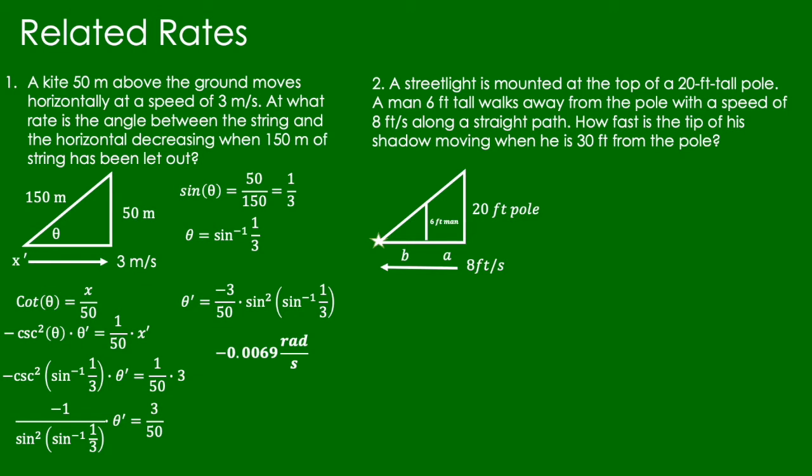A street light is mounted at the top of a 20-foot pole, and a 6-foot man walks away from that pole at a rate of 8 feet per second. Given that, we want to know how fast the tip of the shadow is moving when that man is 30 feet from the pole. This is a diagram that will depict that information.